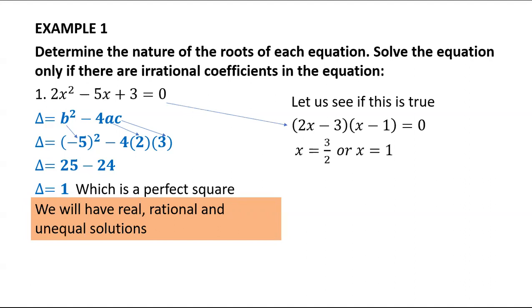Now, when you solve for x here, x will be equal to 3/2, and the other x value will be 1. So these are two unequal solutions. Are they rational? Yes, 3/2 can be expressed as a fraction. 1 can also be expressed as a fraction, which is 1/1. So do you see what the nature of roots has done? Awesome. Don't you think?